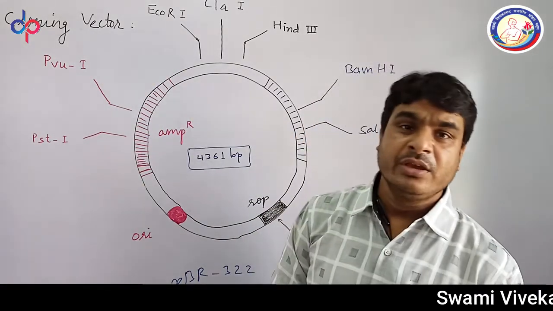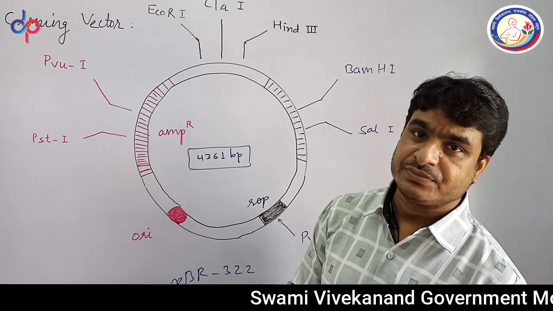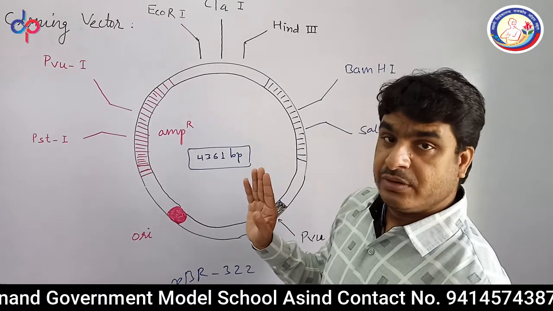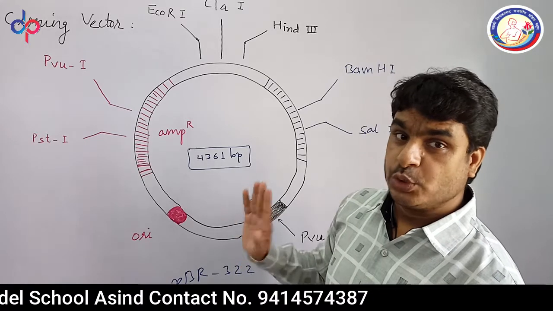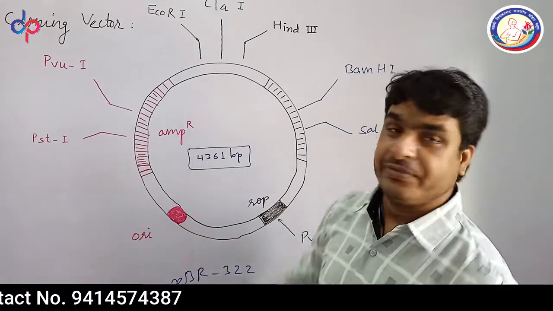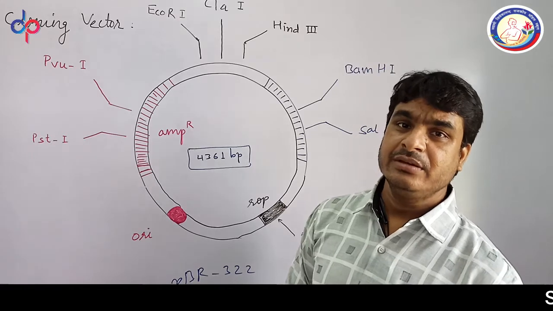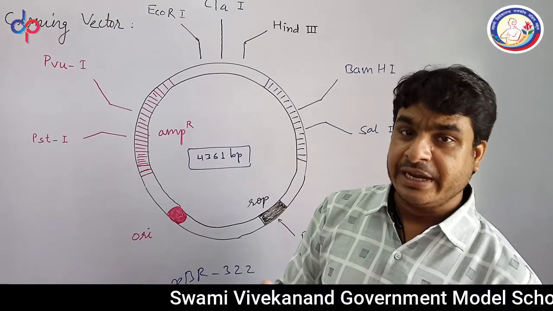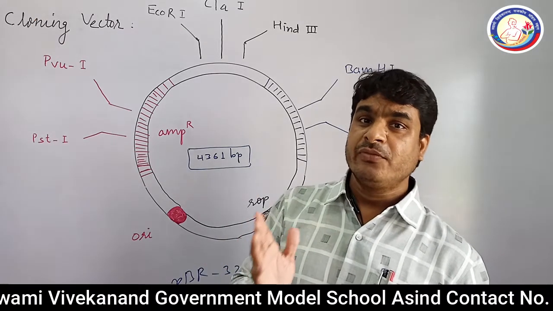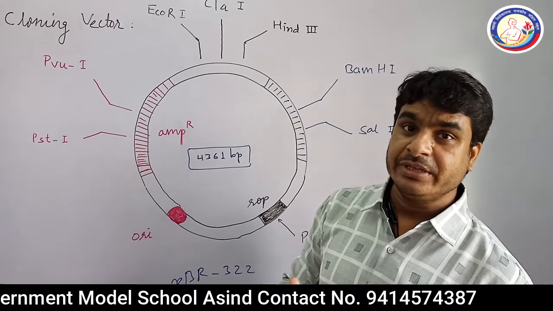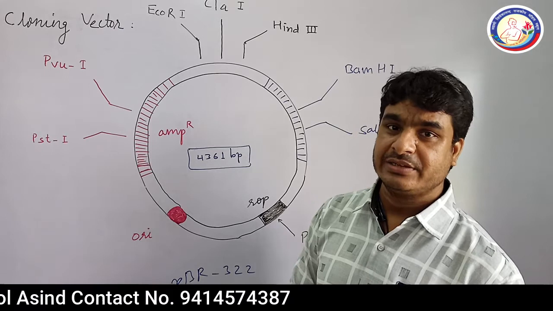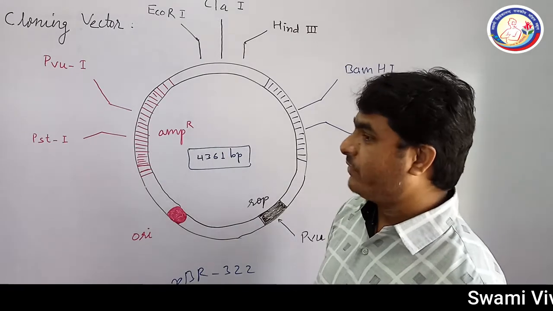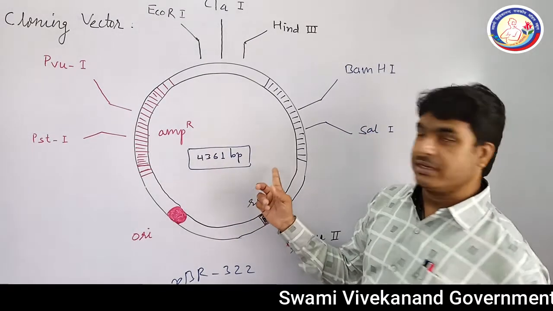So basically, a cloning vector is a DNA molecule that will transfer foreign DNA by attaching itself to the host cell, and different types of cloning vectors can be seen. The type of foreign DNA will decide which type of vector should be selected. So here we will continue the cloning vector in the PPTs. Later on I will discuss this figure.